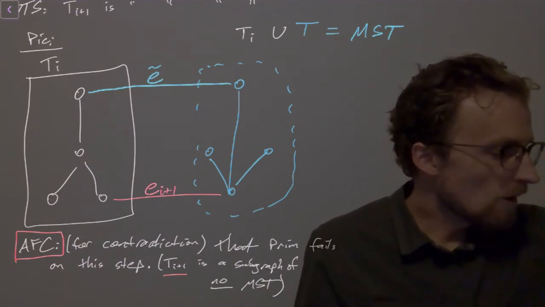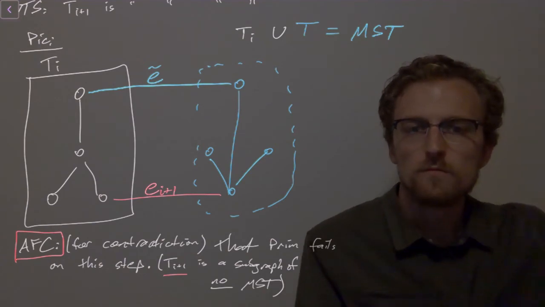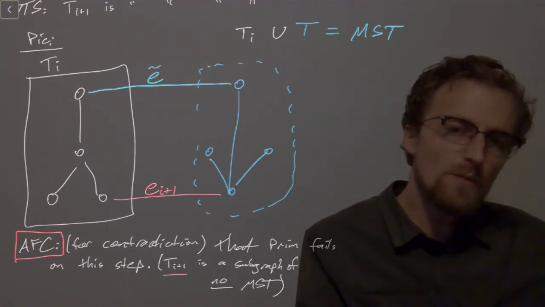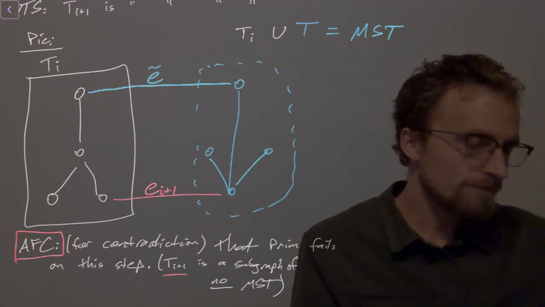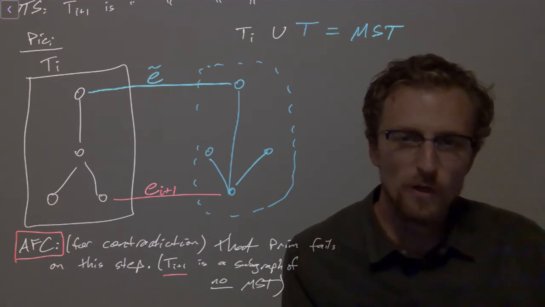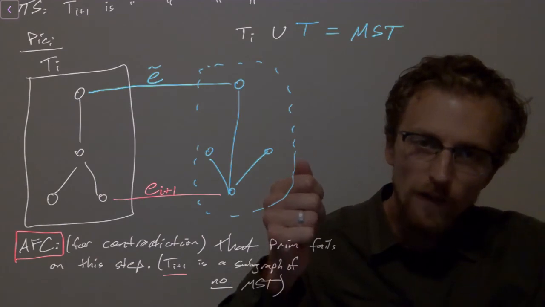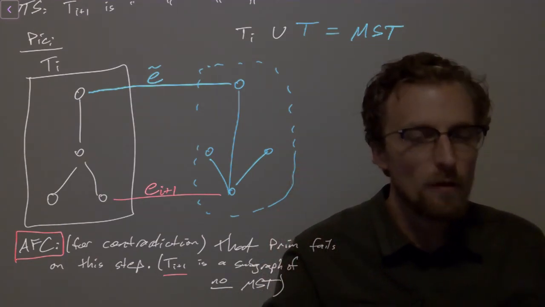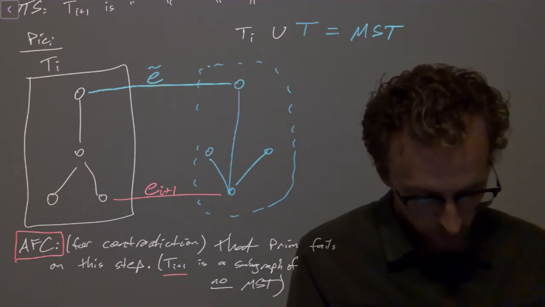Okay, so what do we know? What do we know about this edge? Well, we know that Prim added it. What does Prim do? It looks at all the edges that are connected to the tree, and it adds the one that has the lowest weight. Okay, so what do we know?